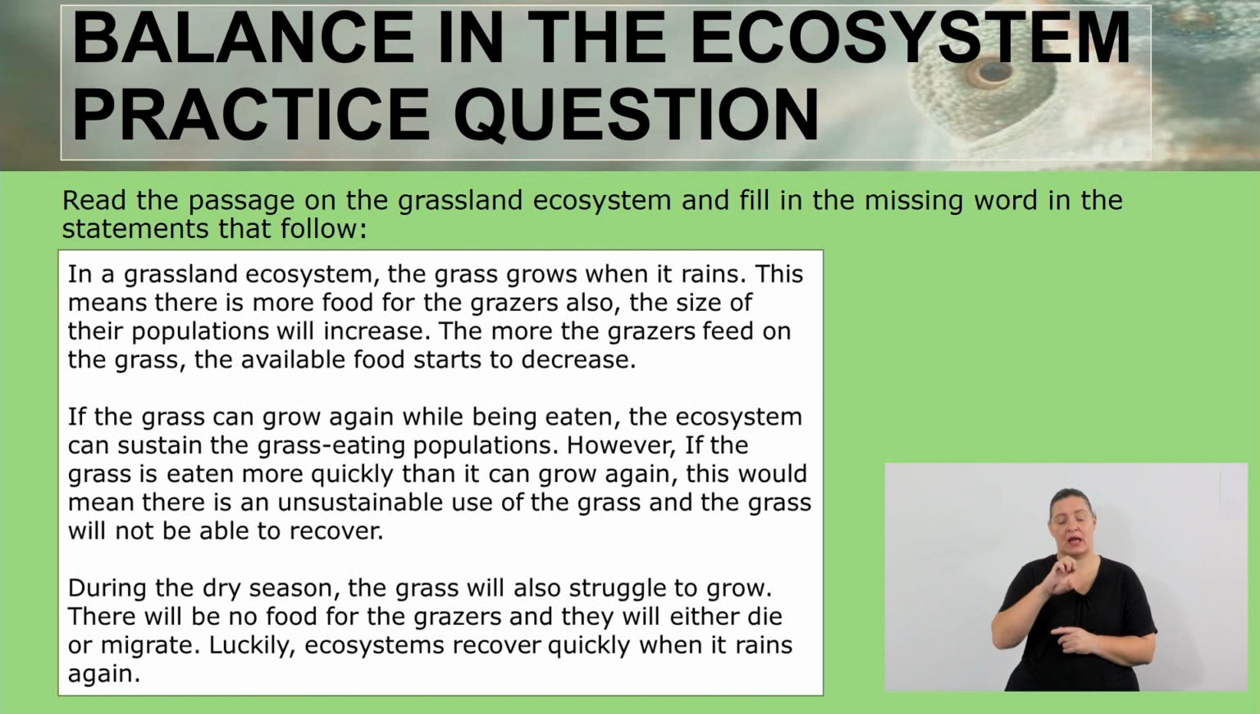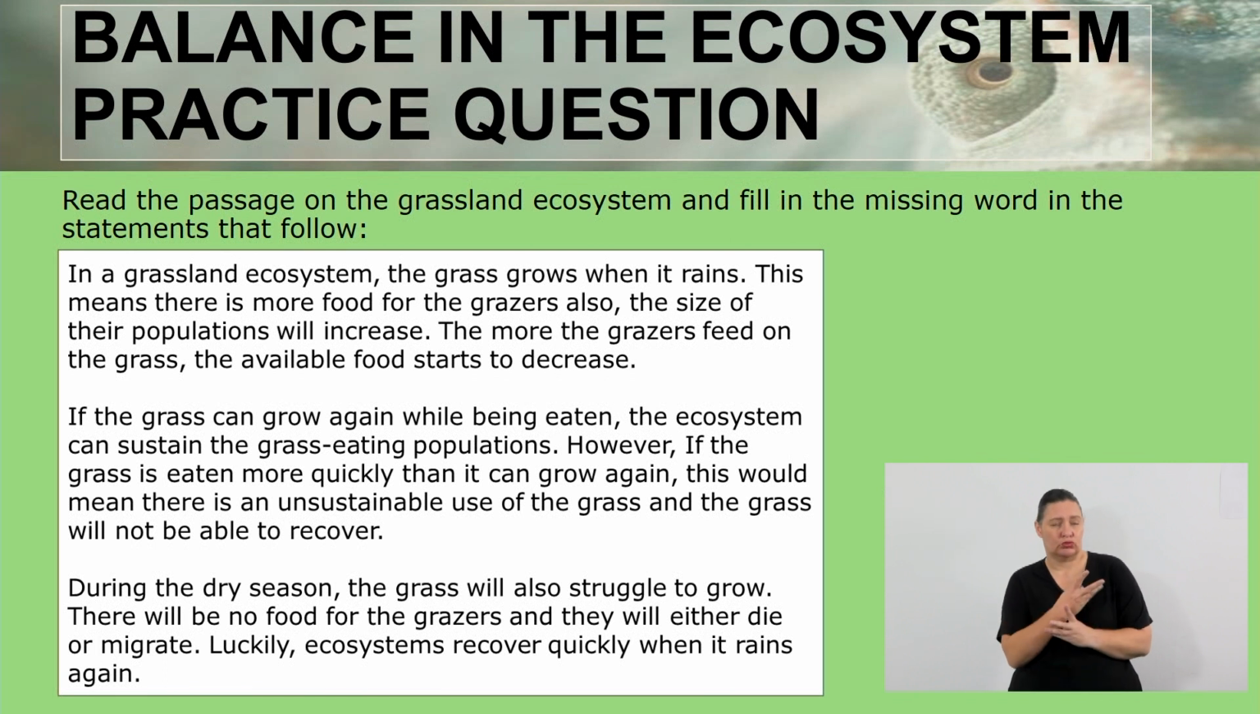In a grass ecosystem, the grass grows when it rains. This means there is more food for grazers. Also, the size of their population will increase. The more grazers feed on grass, the available food starts to decrease. If the grass can grow again while being eaten, the ecosystem sustains the grass-eating population. However, if the grass is eaten more quickly than it can grow again, this would mean there is an unstable or unsustainable use of the grass, and the grass will not be able to recover.